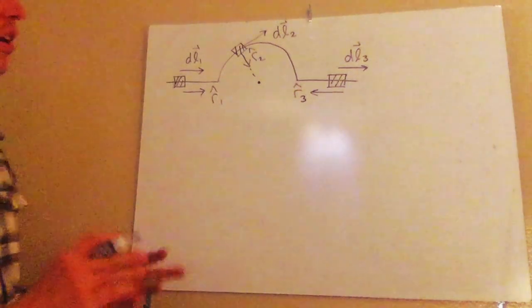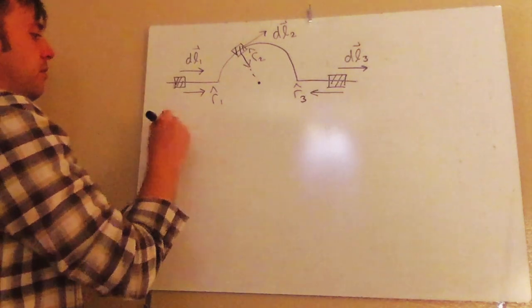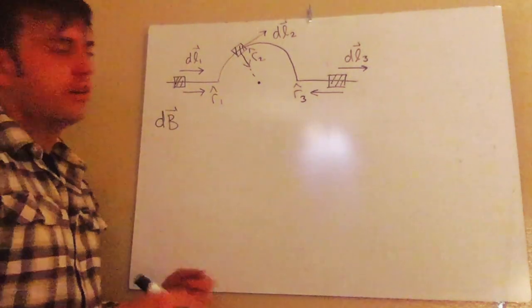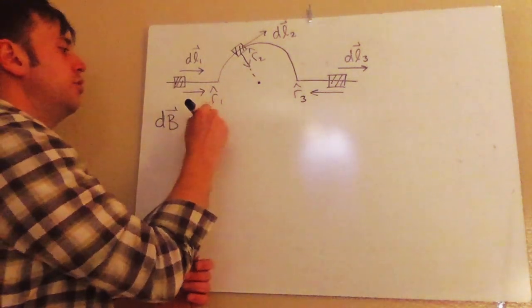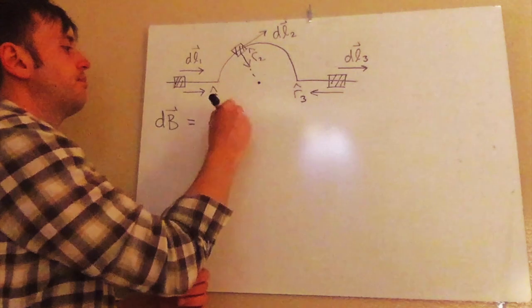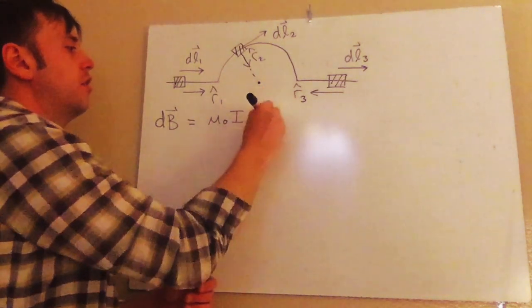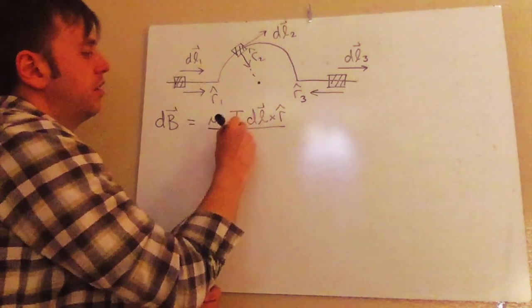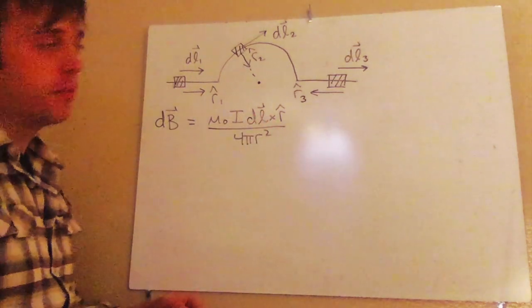Now, the reason we care about all of this stuff is the Biot-Savart Law involves these vectors dl and r hat. So in particular, we have dB is equal to mu naught times I, and then we have up here dl cross r hat over 4 pi times r squared.